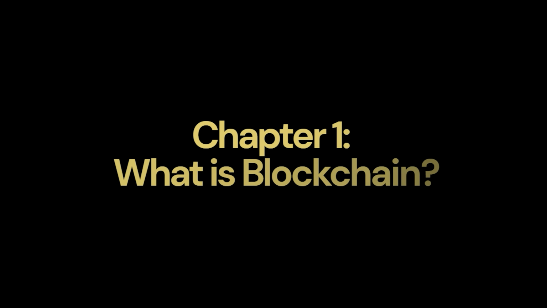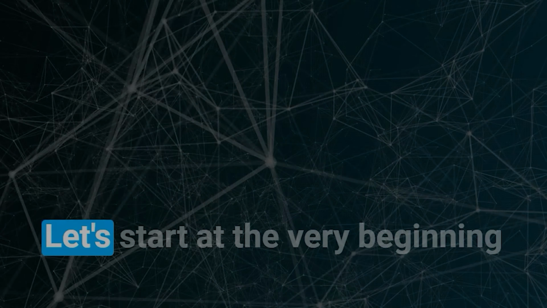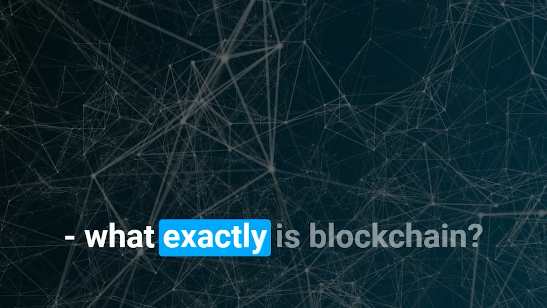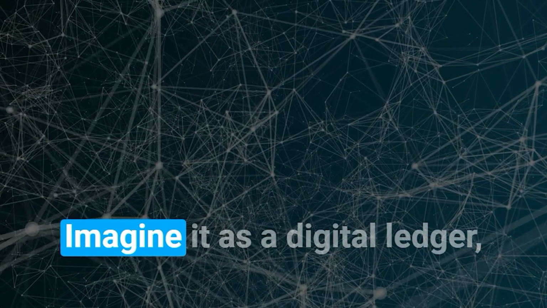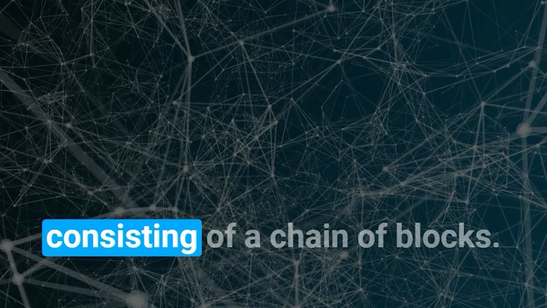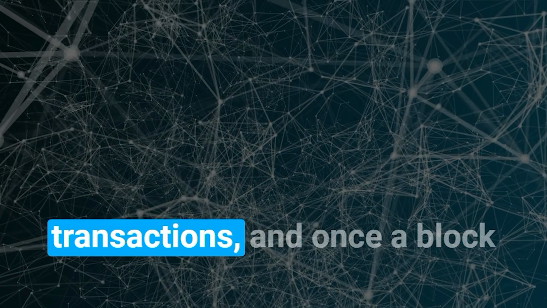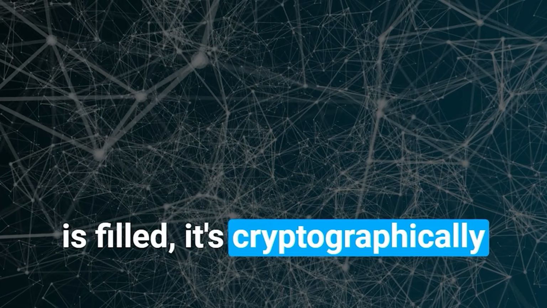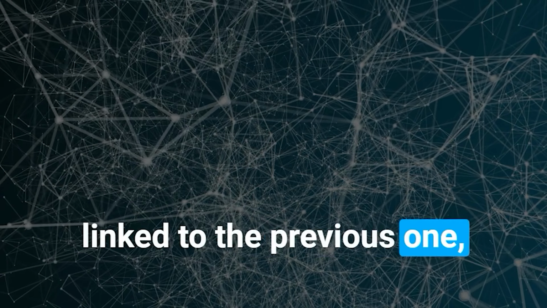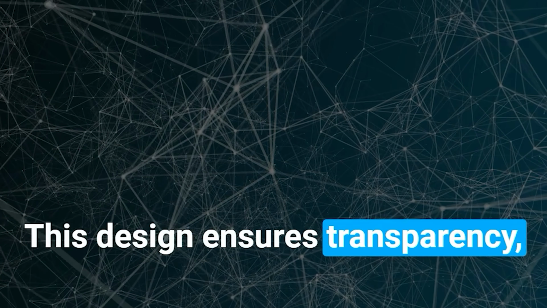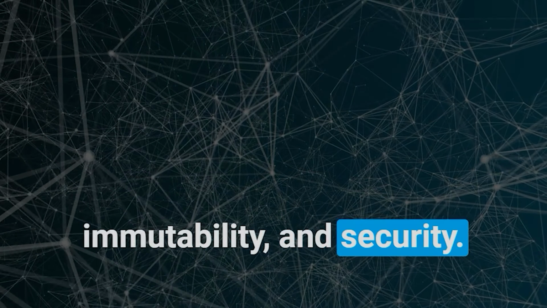Chapter 1: What is blockchain? Let's start at the very beginning. What exactly is blockchain? At its core, it's a decentralized, distributed ledger technology. Imagine it as a digital ledger consisting of a chain of blocks. Each block contains a set of transactions, and once a block is filled, it's cryptographically linked to the previous one, forming an unbreakable chain. This design ensures transparency, immutability, and security.